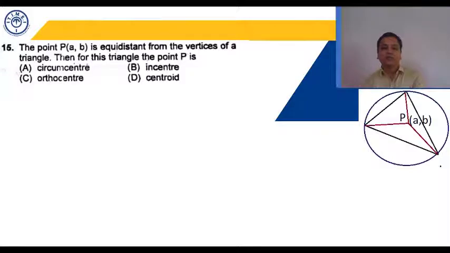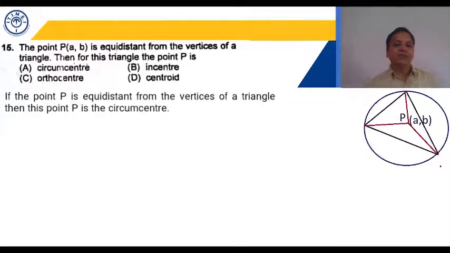And the question says it is equidistant from all the three vertices of a triangle. So when the three vertices of a triangle are joined, these three lengths which are shown in red, they all are equal. Can we say if we take P as center, and this red length is taken as radius, we get a circle, and this type of circle is called a circumcircle. Hence, point P is called the circumcenter.